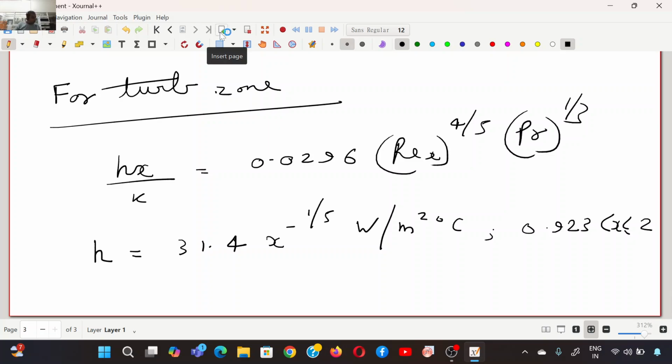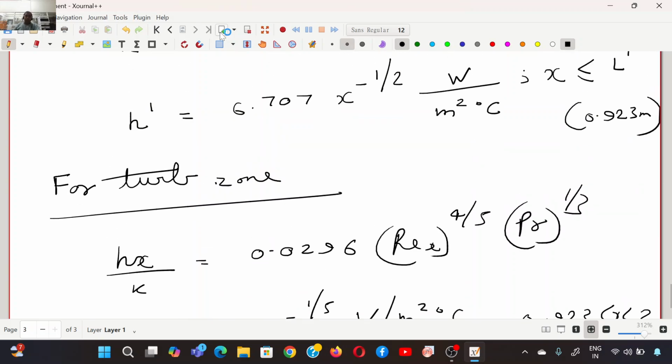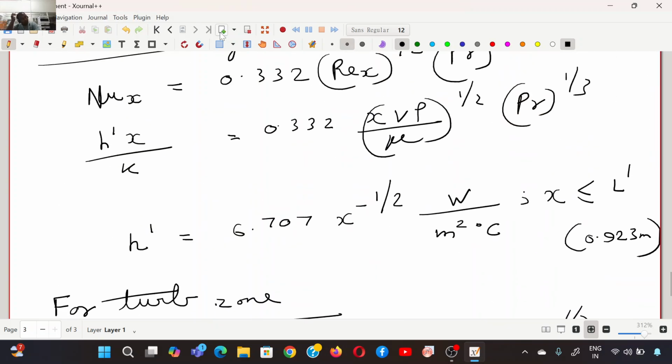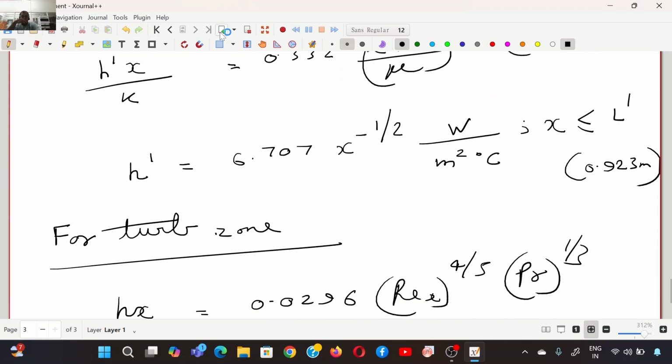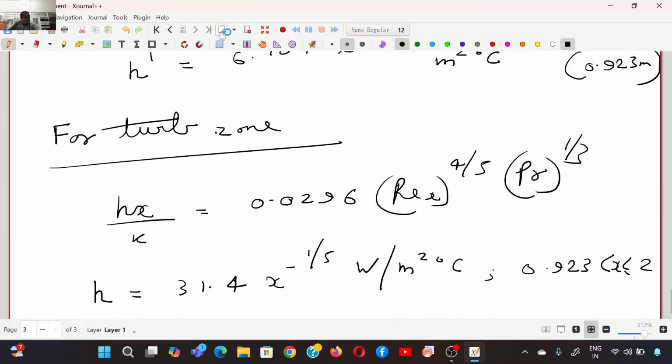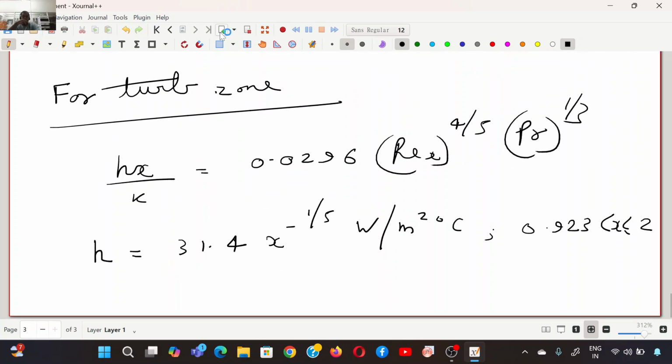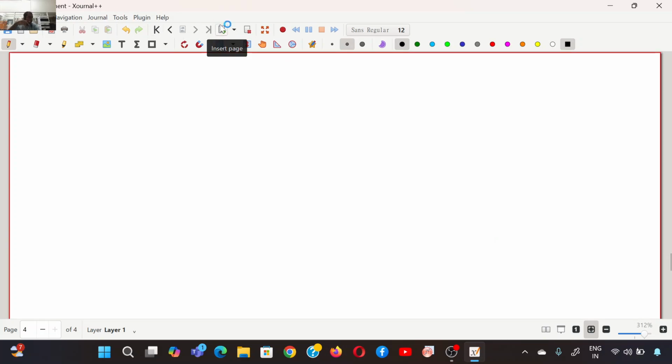Okay. So this was the first part of the question, the local heat transfer coefficient as a function of longitudinal position. So as a function of longitudinal position, you have one for the laminar region and one for the turbulent zone, right? So now next part is what? Average heat transfer coefficient. That's it now. So yeah, B part, your average heat transfer coefficient has been asked.